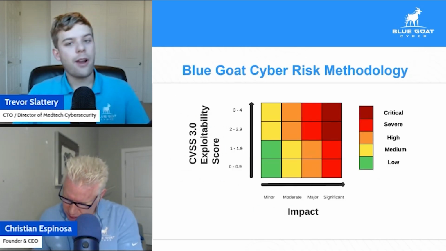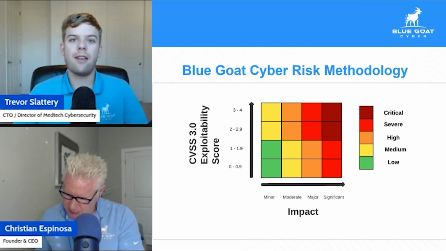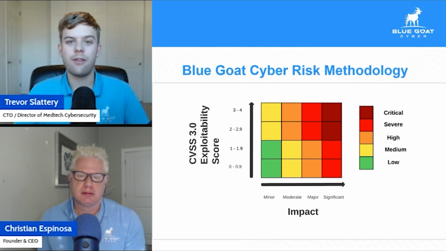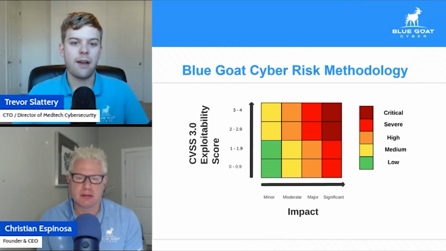So, everyone has their own risk methodology. There are a lot of standardized approaches out there. Blue Goat has a custom approach that we have developed and have great success with when going through these 510K submissions or PMA submissions, really anything on the regulatory side. We have the intersection between the CVSS 3.0 exploitability and then our impact.